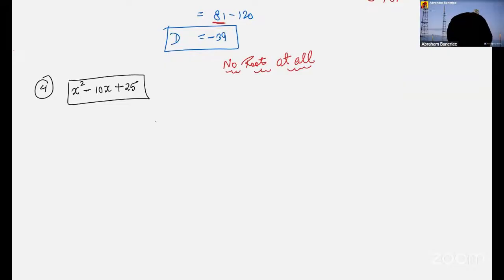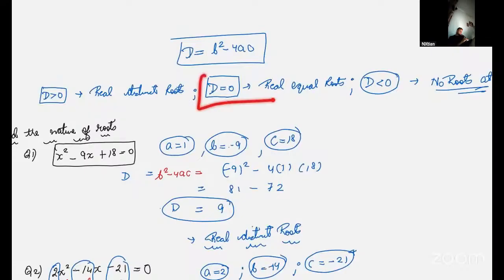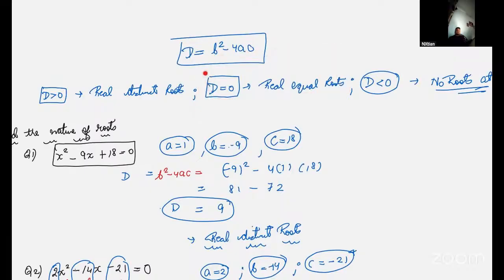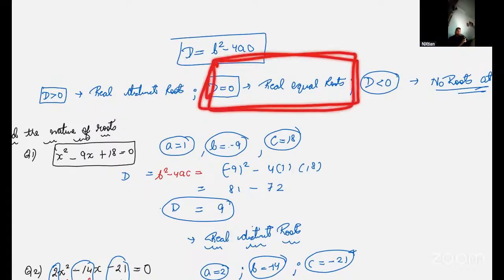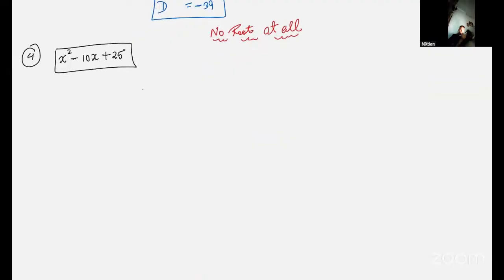Yeah, so I got the answer, but D is equal to 0. So if D is equal to 0, then what is the statement for that? It's real equal. So you have to write real equal. Real equal roots. So you have to write that the nature of the roots are real equal. Simple as that. Got it? Everyone got it? Shall I give one more question?